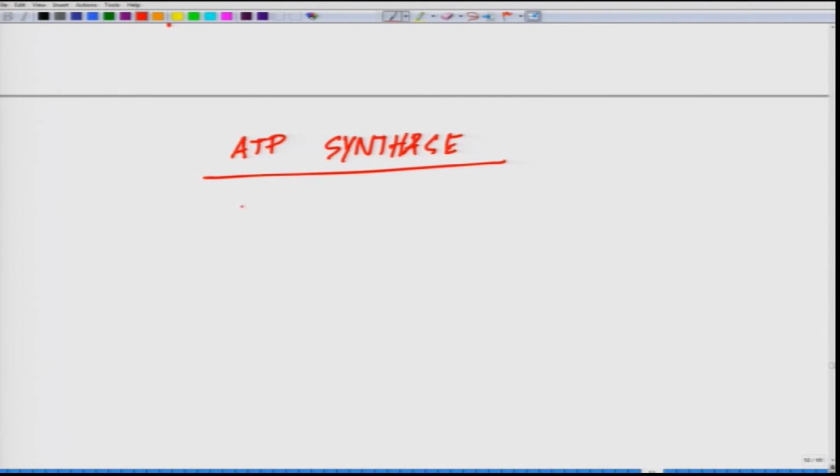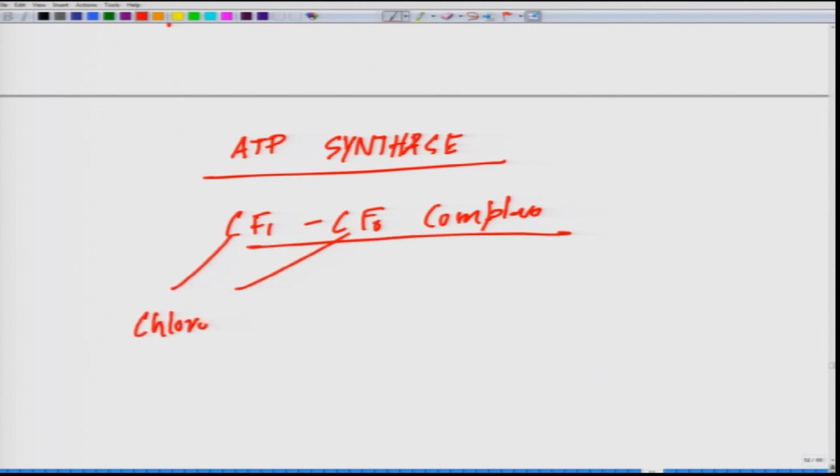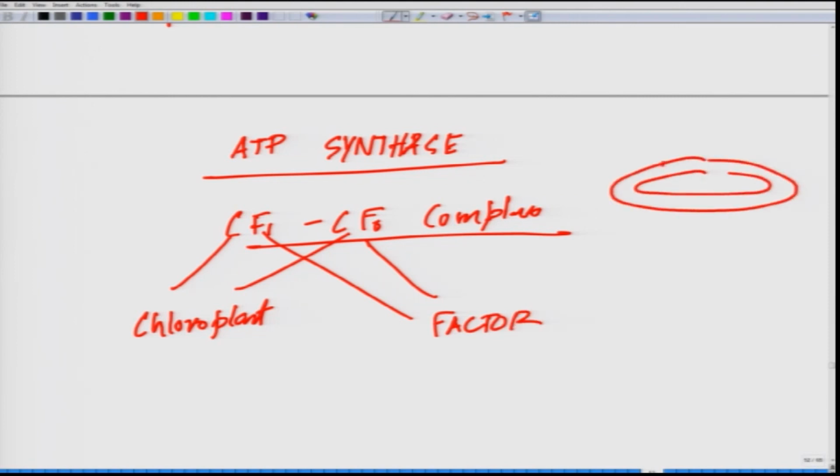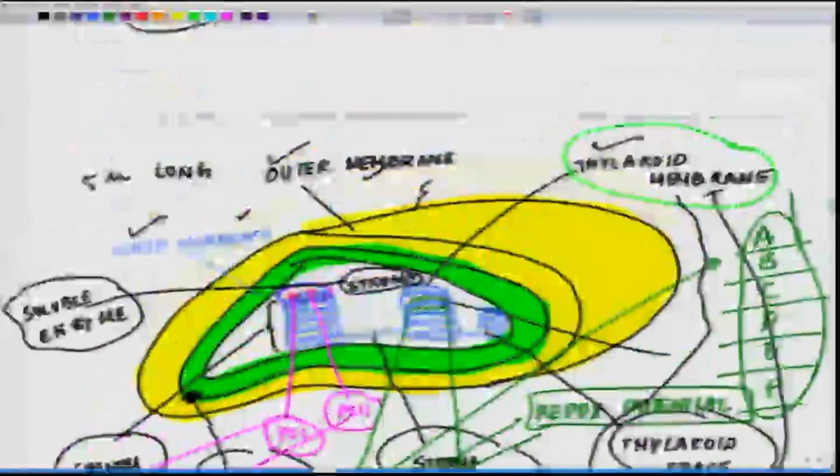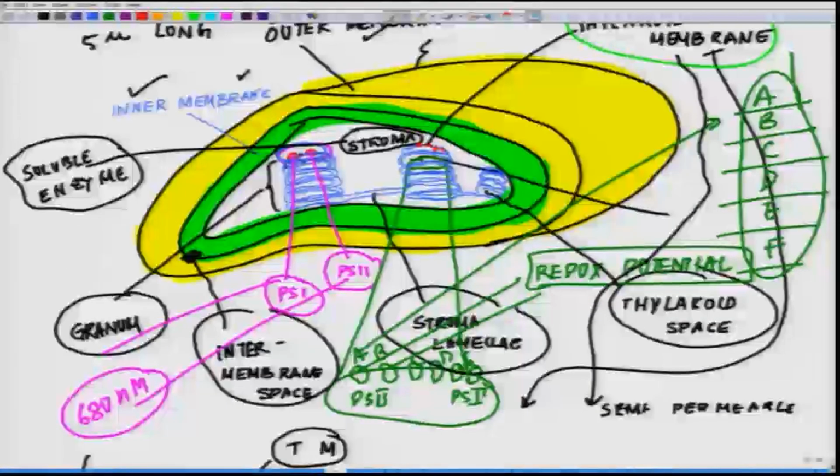The ATP synthase of chloroplast is also called CF1-CF0 complex. And in this complex, C stands for chloroplast and F stands for factor, chloroplast factor. If you remember the thylakoid membrane, I told you photosystem 1, photosystem 2, they are all sitting there, okay? So just for your recollection, one second, let me, yes. So out here, those are all sitting, and this is the space I was talking to you about. The inside and the outside, the stroma, which is the outside space, okay?